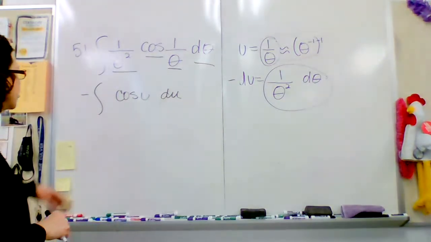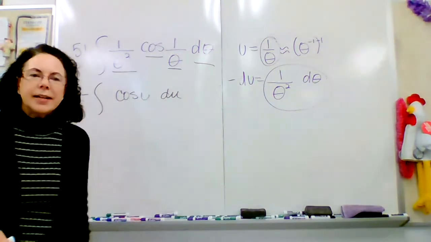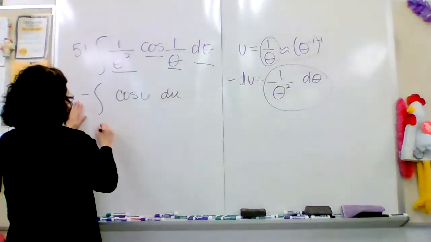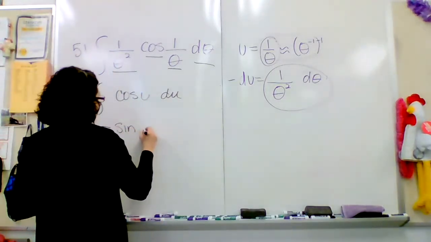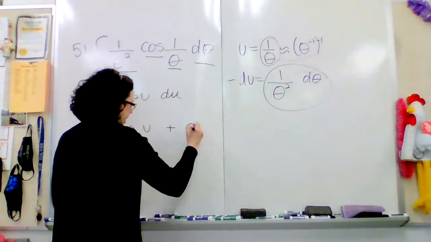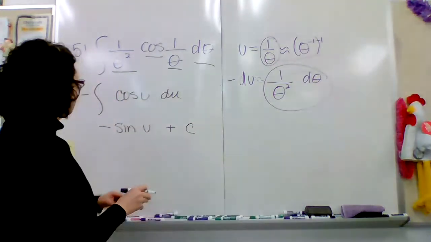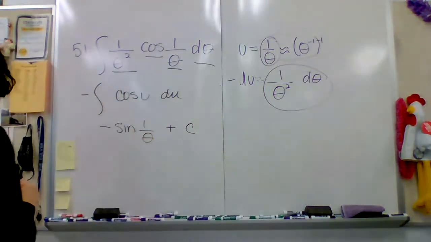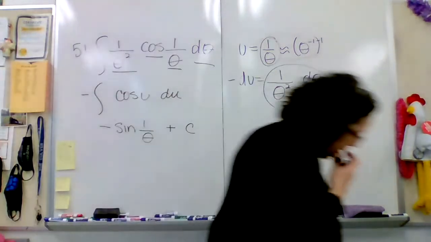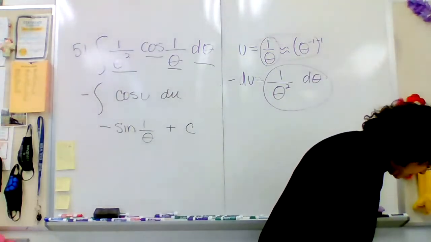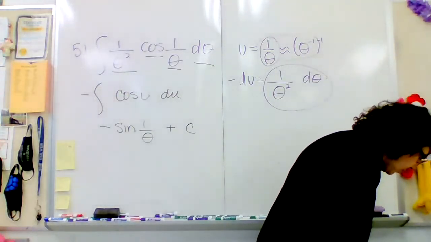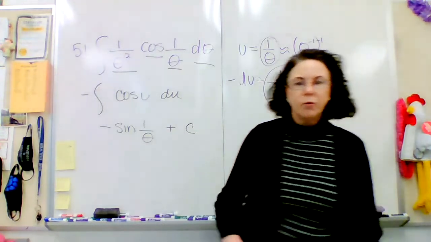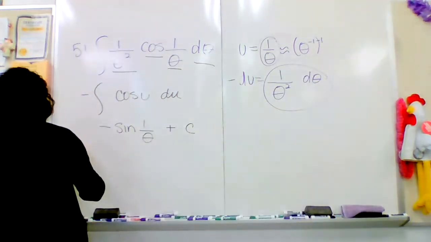All right, I know how to integrate cosine. That is sine, right? When I take the derivative of sine, I get cosine, right? And I have a negative out front. So I believe I have negative sine of u plus c. And now that I've integrated, my u is really 1 over theta. And we are done. And we're going to check, right? Let's see, number 51. How did we do? Wow, beautiful. Excellent.